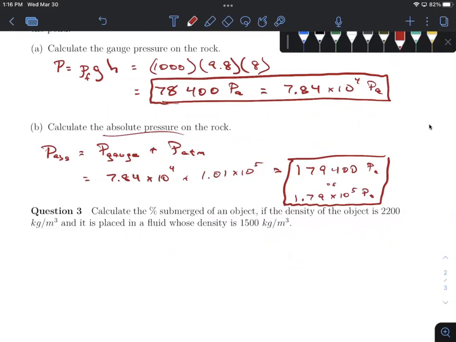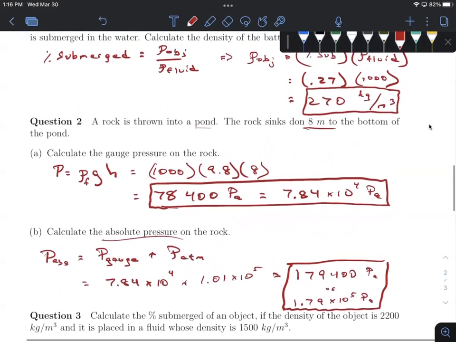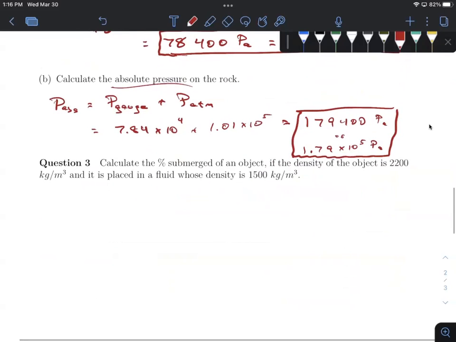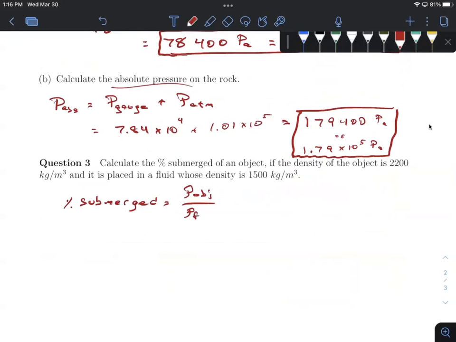All right, number 3. Calculate the percent submerged of an object if the density of the object is 2200 and it's placed in a fluid whose density is 1500. All right, well, that's very similar to the first problem, another percent submerged type question. So percent submerged is the density of the object over the density of the fluid.